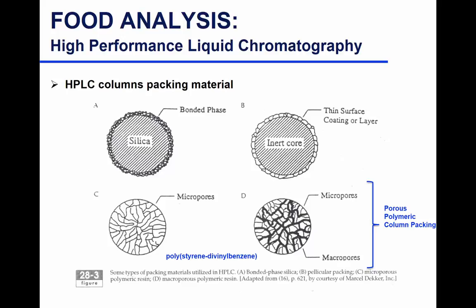Other types are the micropores and the macropores. The micropores is the example that we had before for ion exchange type of resin, for when you are separating large polymers. And when you have more cross-linking, you have smaller pore size. So it's just differences in the pore sizes.